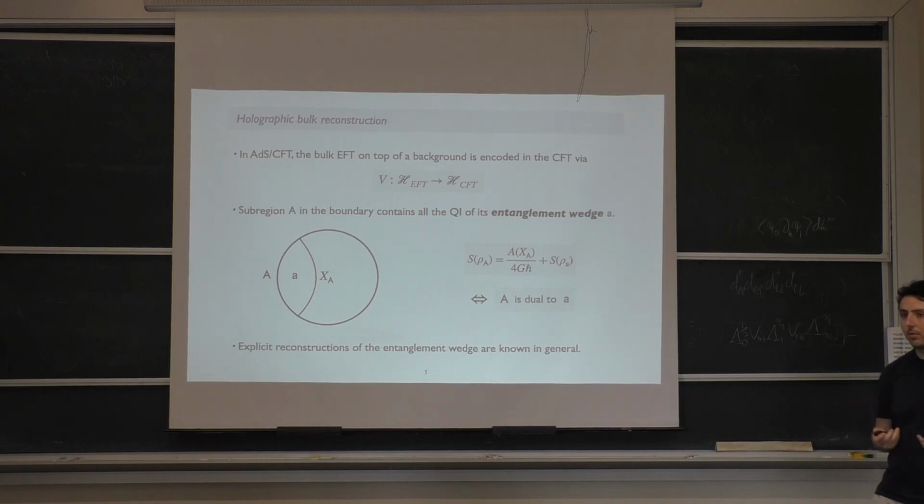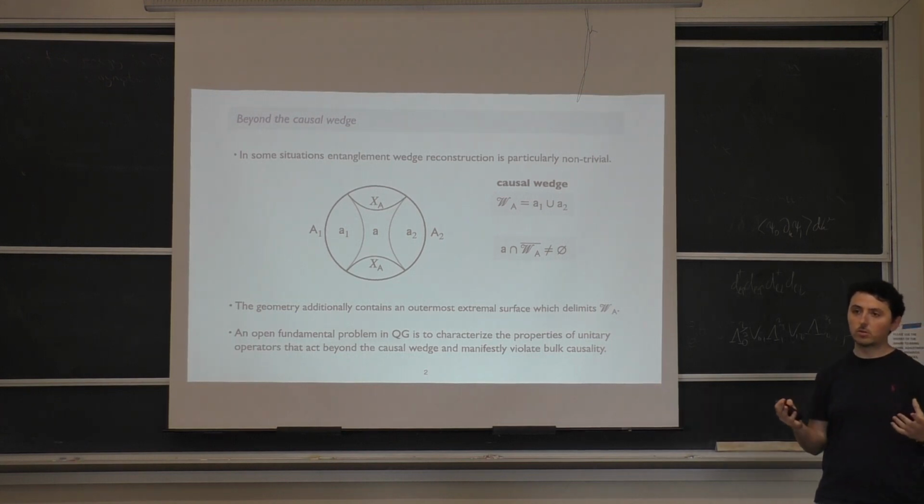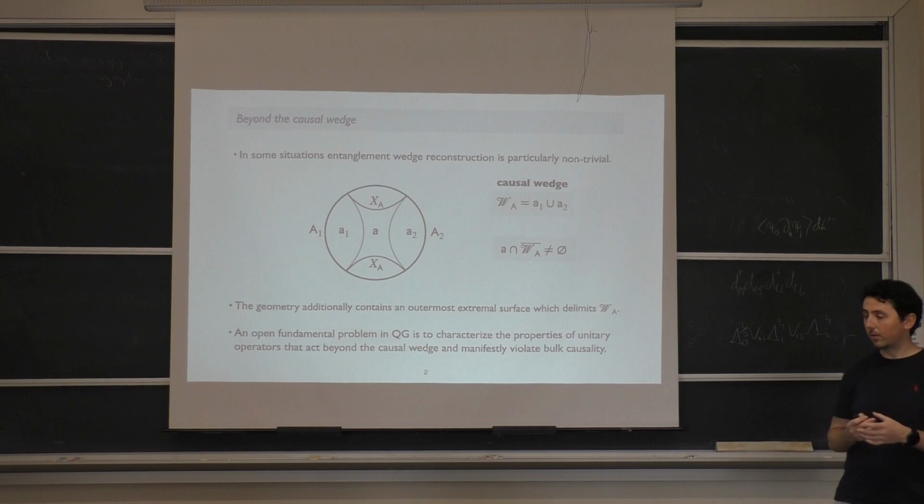Okay? So one thing that we've understood is that this formula is equivalent to saying that big A is dual to small a in this sense. In particular, explicit ways of formulating this duality have been provided, starting from this formula. An example is the so-called Petz map, which allows one to reconstruct local operators in small a in the algebra of big A. So this is the framework of entanglement wedge reconstruction, which has been useful in many different contexts.